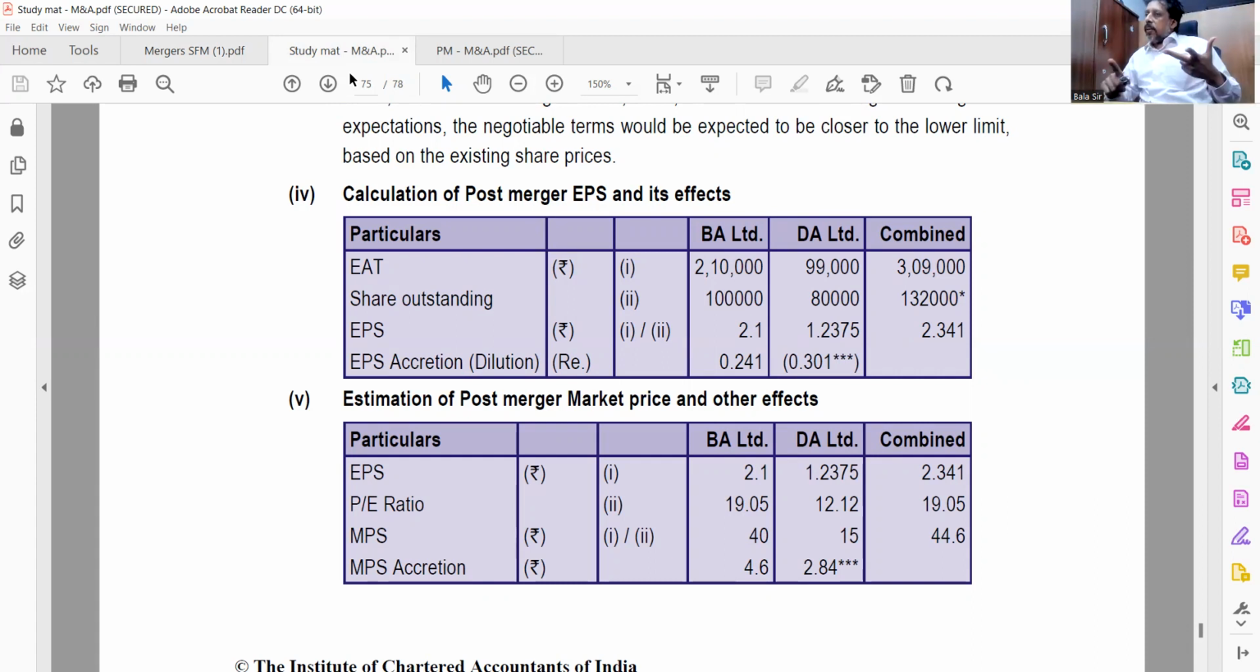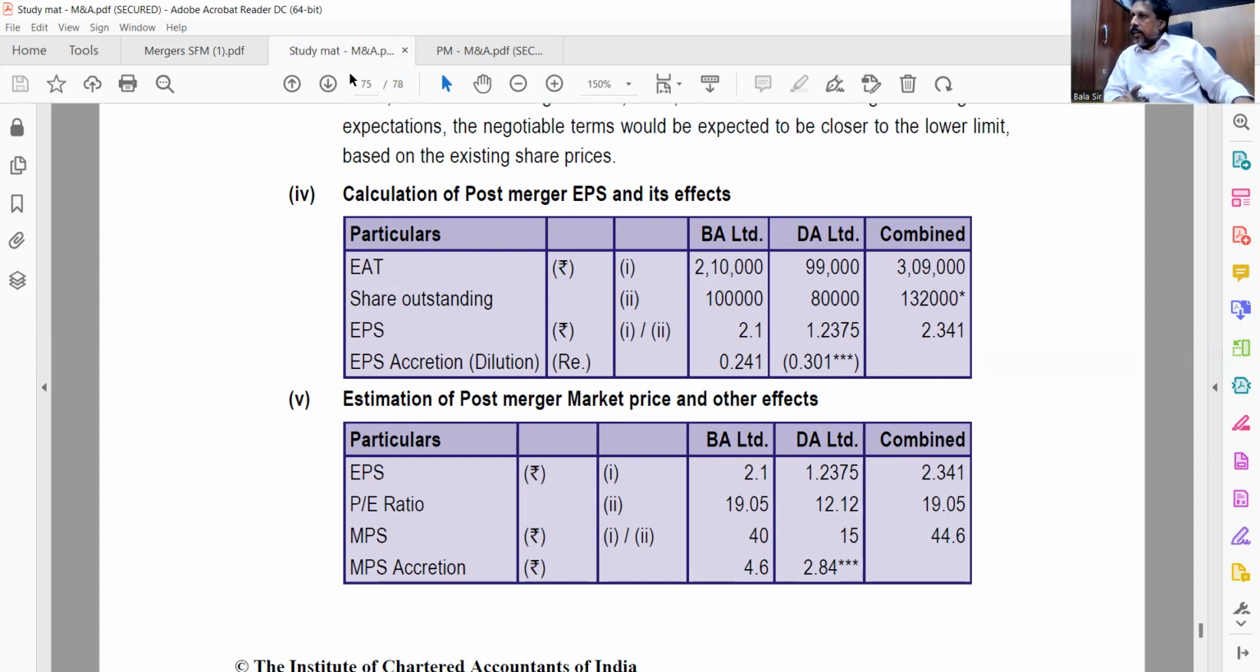Now just see the first line. Earnings after taxation. My earnings are 2,10,000 and your earnings are 99,000. What will be our earnings? It will be 3 lakh and 9,000. No brainer, right? My earnings plus your earnings is our earnings. If the same earnings continue, with no synergy, then 3 lakh and 9,000 will be the earnings of the combined entity after takeover.